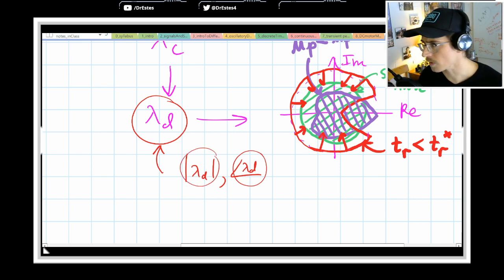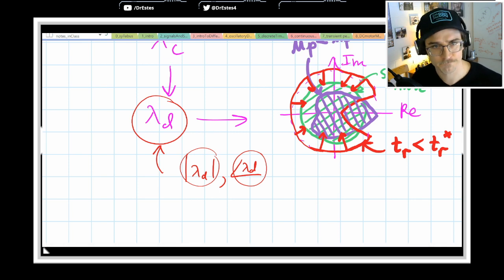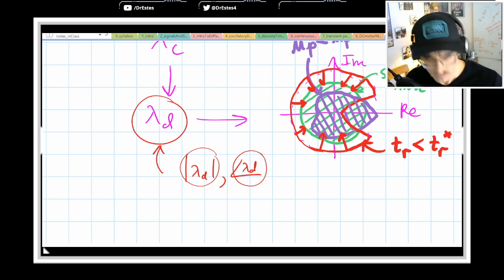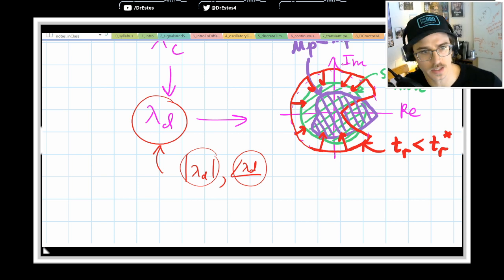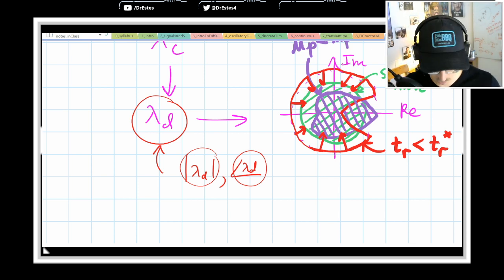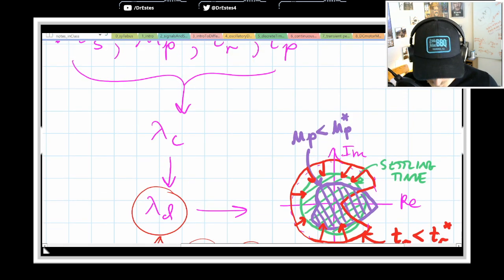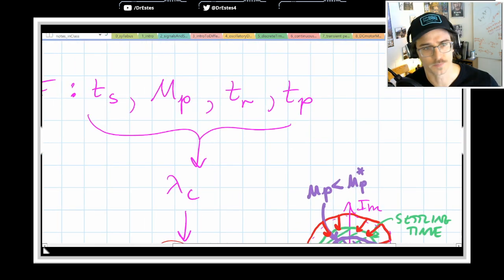There's a lot of details going into these things right now. I know we're kind of quickly blasting through it, but you'll see.